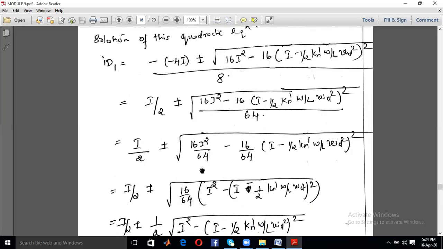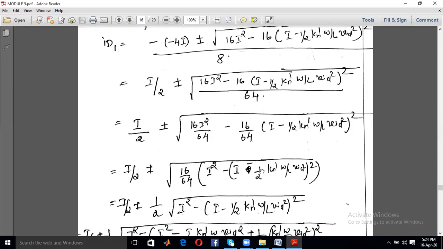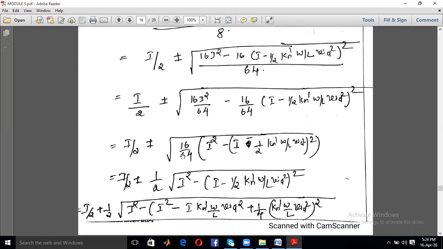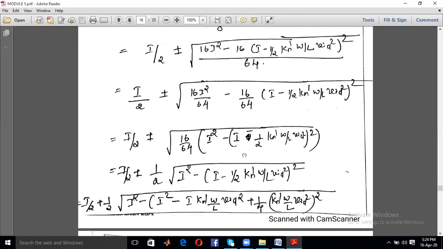Now what is 16 by 64? It is common in both the sides, so you can take 16 by 64 common. So it will go like this. Now root of 16 by 64 is 4 by 8, that is 1 by 2. Okay, so root of 16 by 64 I just put like 1 by 2. So this square root is applicable to this particular term only, so that I have mentioned here.